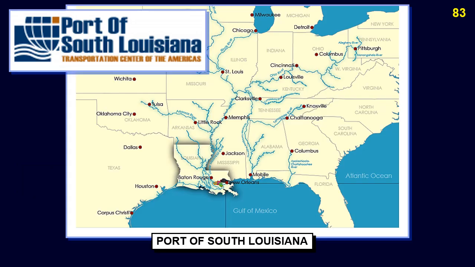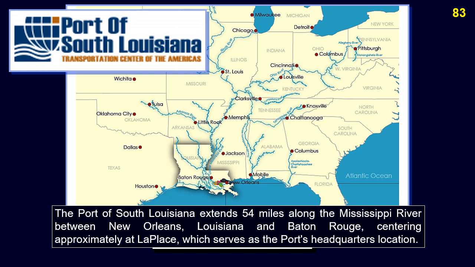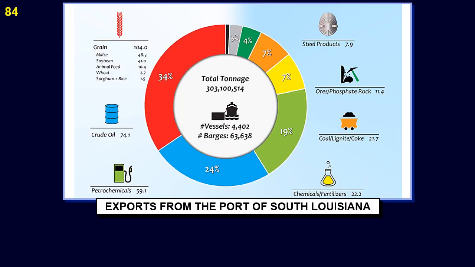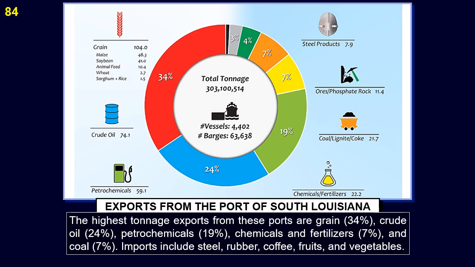The Port of South Louisiana extends 54 miles along the Mississippi River between New Orleans, Louisiana and Baton Rouge, centering approximately at La Place, which serves as the port's headquarters location. The highest tonnage exports from these ports are grain, 34%, crude oil, 24%, petrochemicals, 19%, chemicals and fertilizers, 7%, and coal, 7%. Imports include steel, rubber, coffee, fruits, and vegetables.